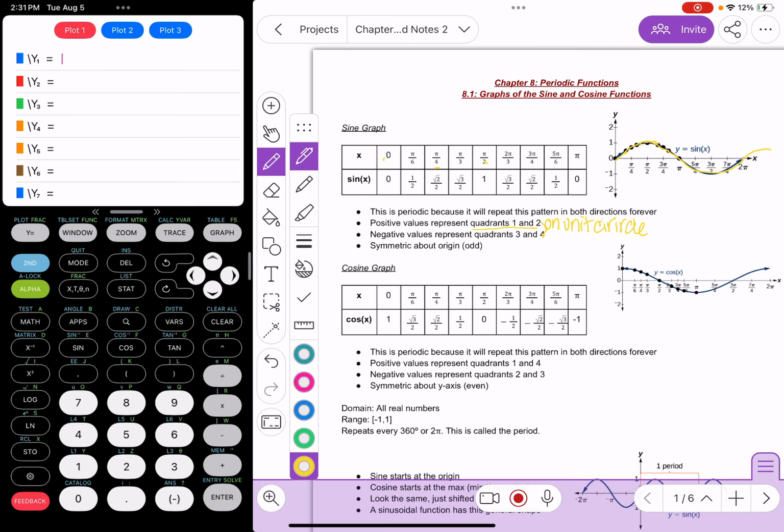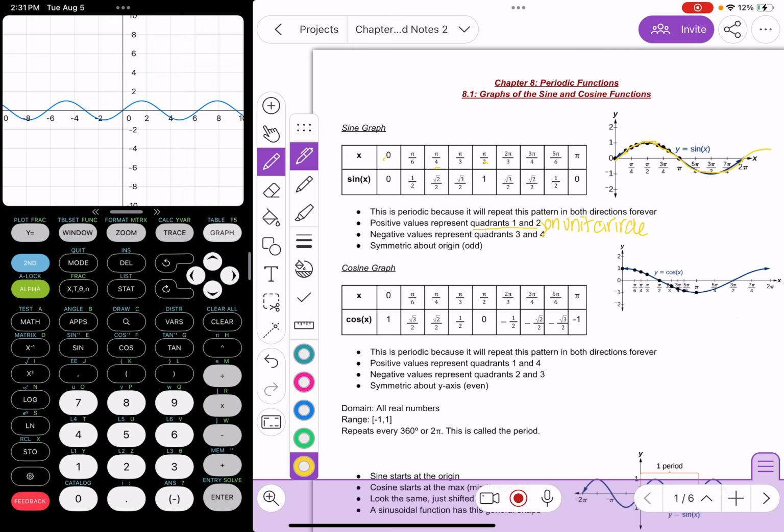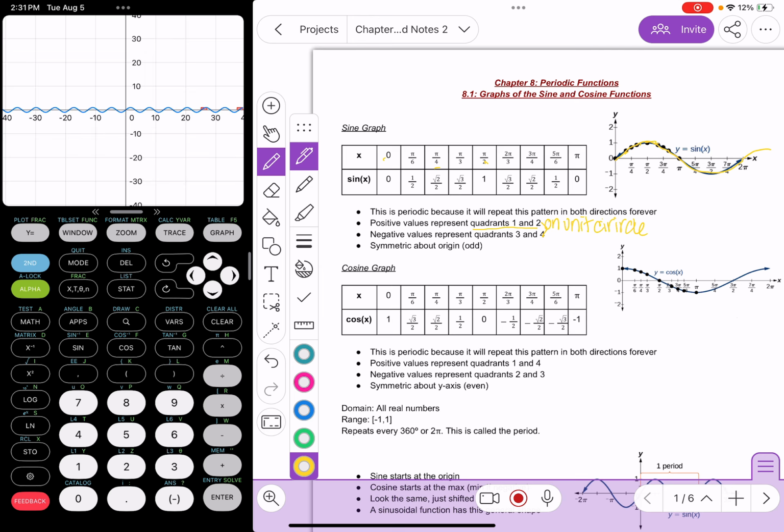So if I showed you this really quickly on a graph, radians, yeah, it would look like that over and over again. And if I zoomed out, it would just keep doing that same shape over and over again forever. Cosine is the same thing. It's periodic because it repeats forever. The positive values represent quadrants 1 and 4 on the unit circle. So 1 and 4, and then quadrants 2 and 3.